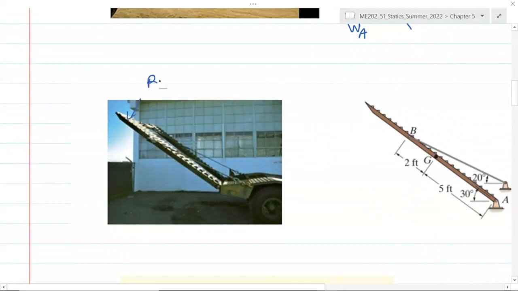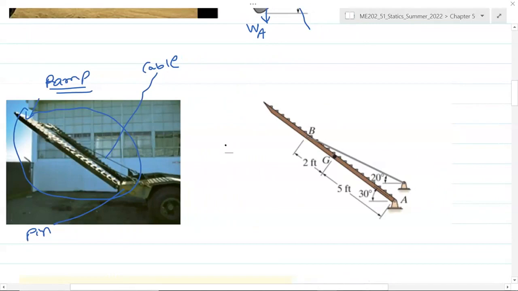for the ramp of the truck. This ramp is being supported by a cable. There is this cable here, as well as it being supported by the pin. So the pin and cable are two important parts of the system that supports this entire ramp on the body of the truck. This is the real photo, and here is the idealized model or idealized diagram for that. G indicates the center of gravity or center of mass for this beam. Whatever the weight of the ramp is, W, it acts vertically downward through the center of gravity.